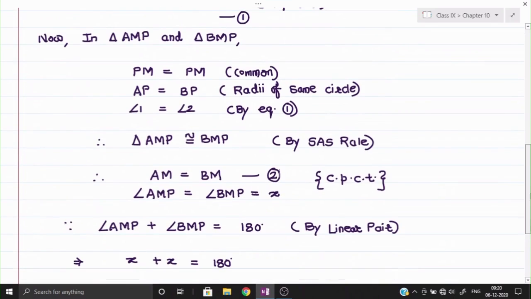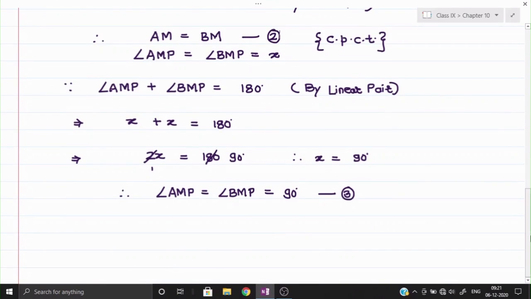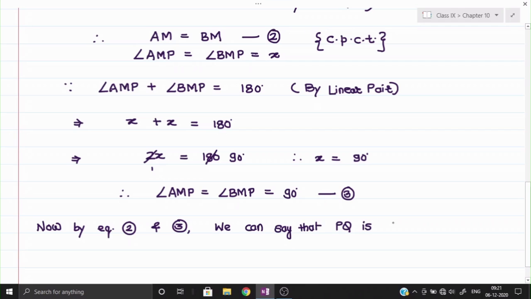So that we shall write down as a part of conclusion now. So here we shall say, now, by equation second and third, we can say that PQ is perpendicular bisector of chord AB.